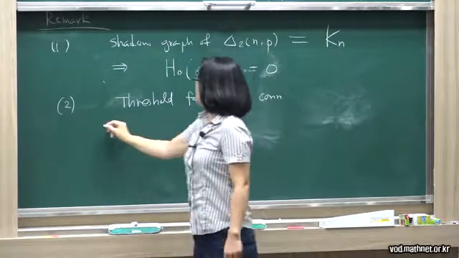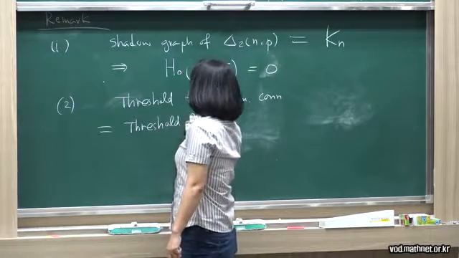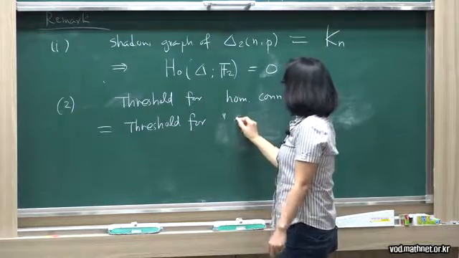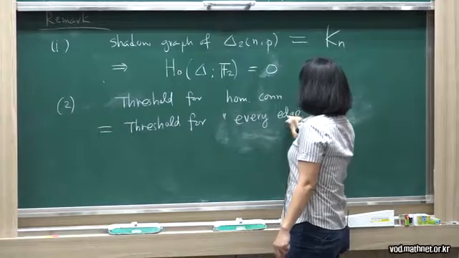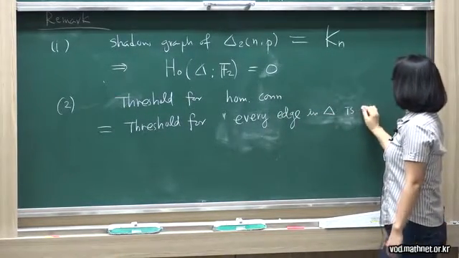The threshold for homological connectivity is the same as the threshold for the property that every edge in the original complex is contained in a face.